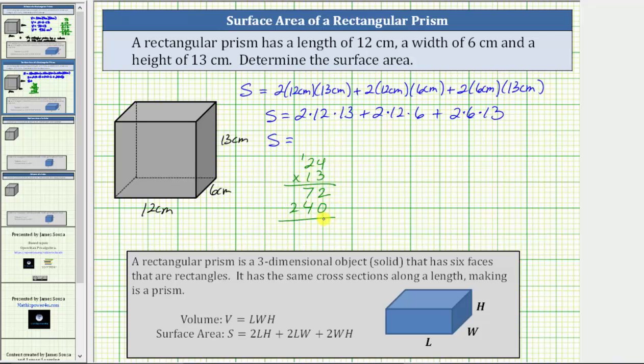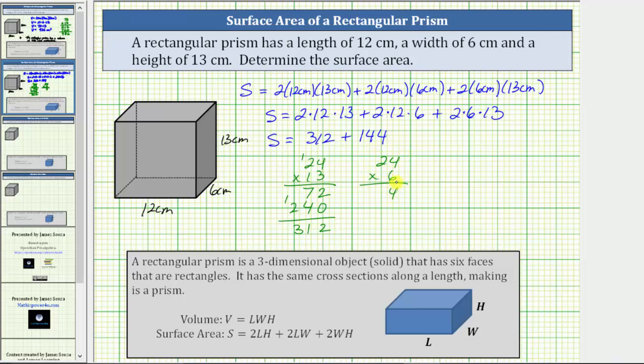And now we add 2 plus 0 is 2. 7 plus 4 is 11. Record the 1, perform an exchange. 1 plus 2 is 3. The first product is 312. And then we have plus 2 times 12 is 24. 24 times 6 is 144, which if we need to, we can check.